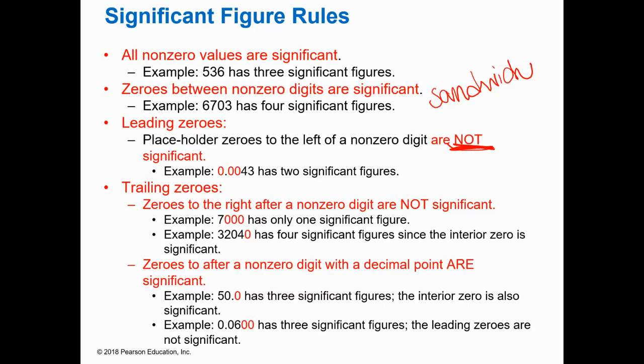All right, and then the trailing zeros, these are a little different. Zeros that are trailing and have a decimal are significant if they're after a non-zero number. If they have no decimal, they are not significant. So this is no decimal.